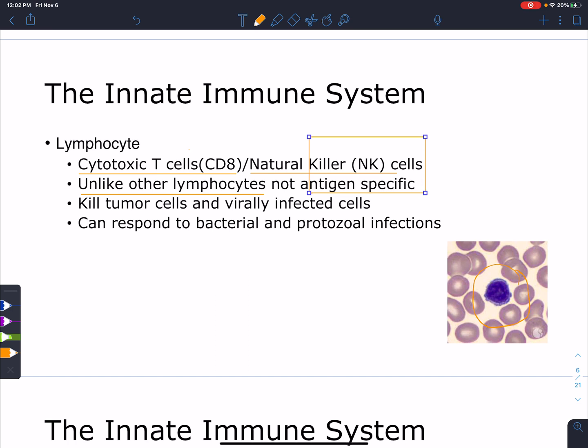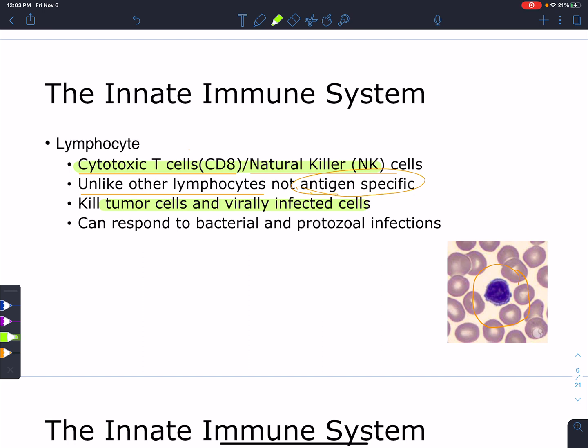Okay, so unlike other lymphocytes, almost all of our other lymphocytes are antigen specific. Okay, we don't want that big box. I just want a nice little circle around there. Antigen specific. These ones are not. So our cytotoxic and our natural killer ones are not specific. Anything that invades, they're going to take care of. And what these guys are really good at are tumor cells and virally infected cells.